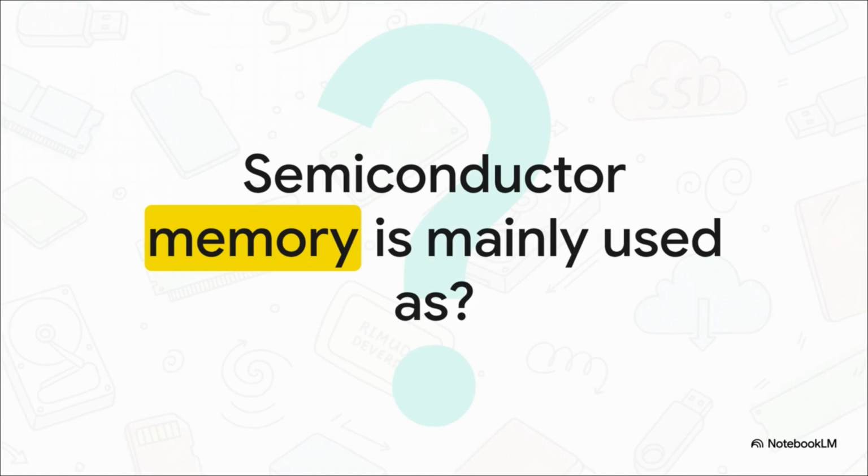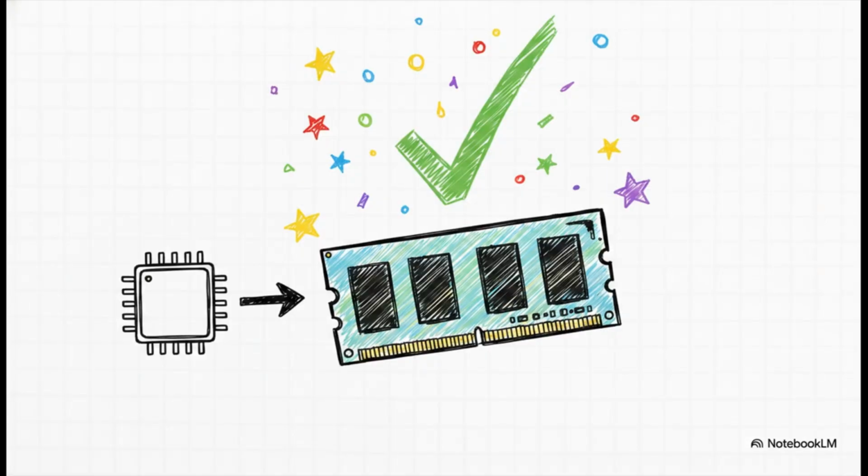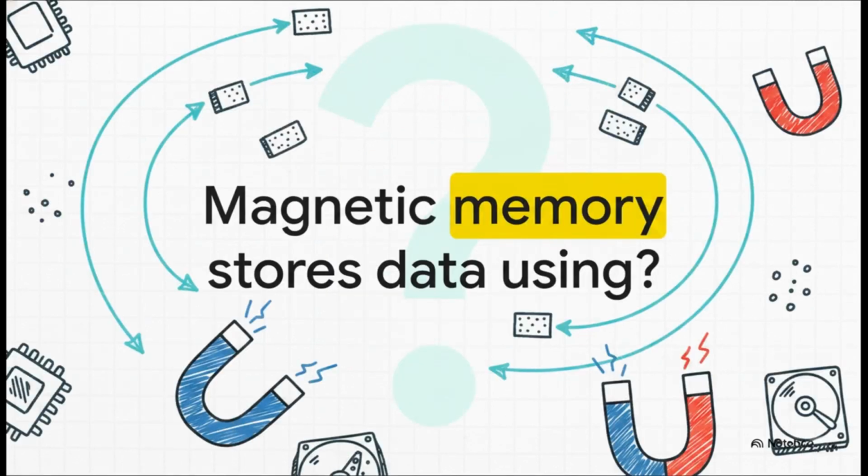All right, question 1. Semiconductor memory is mainly used as A. Secondary storage, B. Main memory, C. Optical storage, D. External storage. Think about what the CPU needs direct access to. And the correct answer is B, main memory. Remember, semiconductor memory like RAM is built with integrated circuits to act as the super fast primary workspace for the CPU.